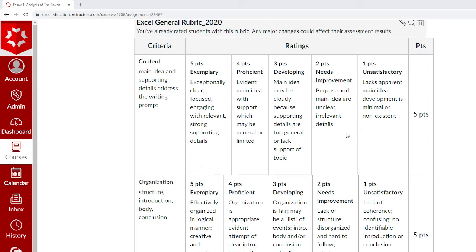We already looked at 1, but if you look at 2, it says purpose and main idea are unclear and irrelevant details have been included. So things that aren't even really about the topic have been included in the paper, maybe to reach the minimum page requirement, but we don't want to add irrelevant details because that's going to lose that focus that's so important in our essays.